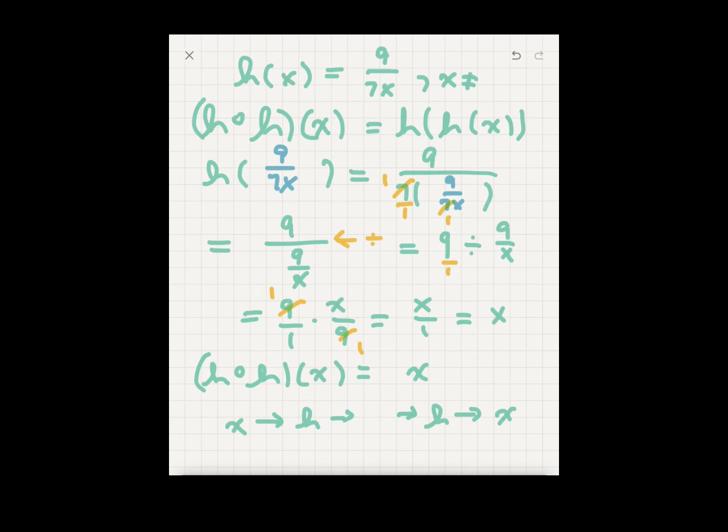The x not equal to 0 part, I don't know where my 0 went there, just means that if I plug 0 in, I get 9 over 0, which is undefined. So this function is defined this way for every x value that does not equal 0.